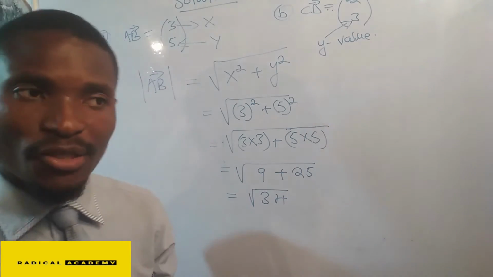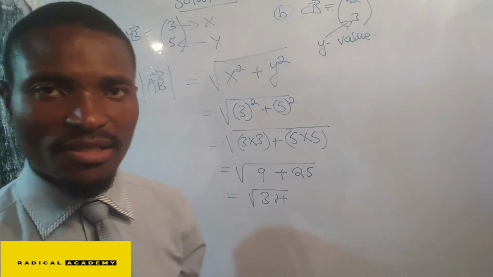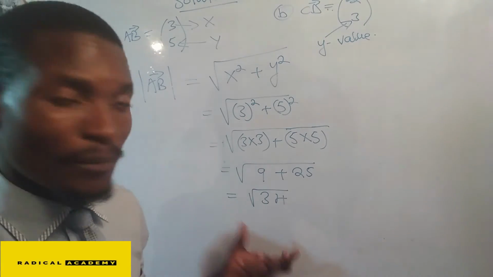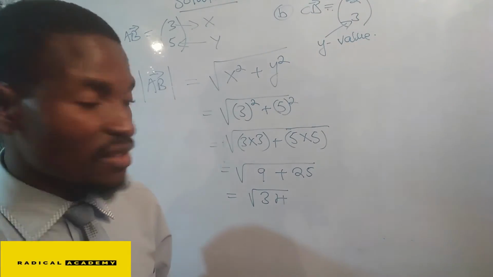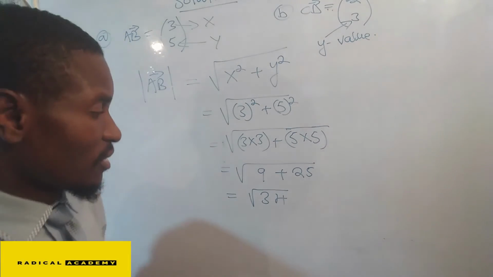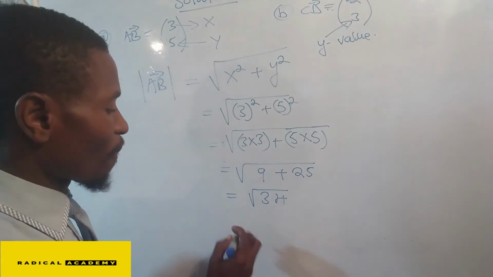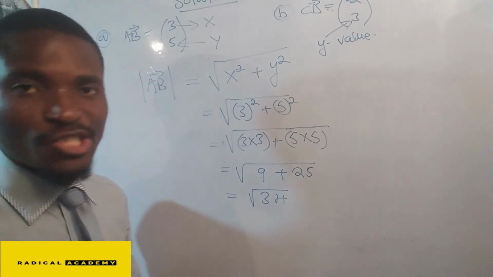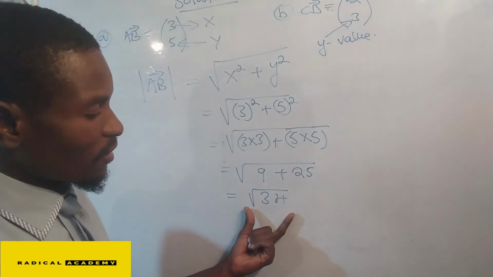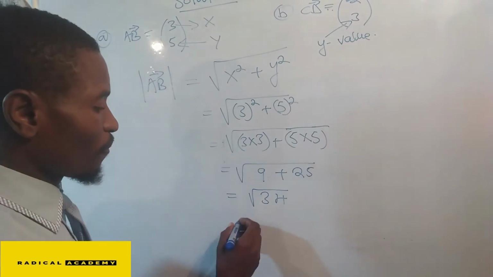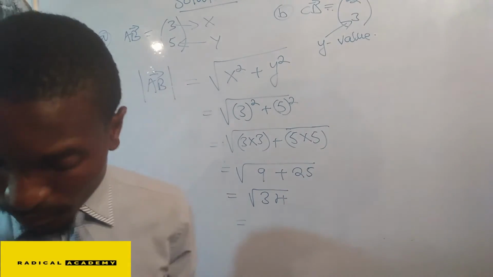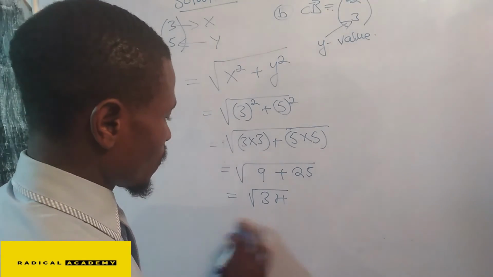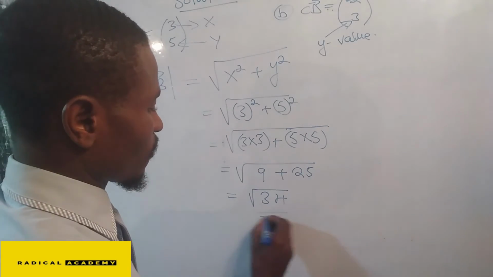Now, if this is in paper 1, you can just leave your answer right there, or if this is paper 2, you can get your calculator and punch in the square root of 34, but I will not do that. So if you are watching, please get your calculator and find the square root of 34.